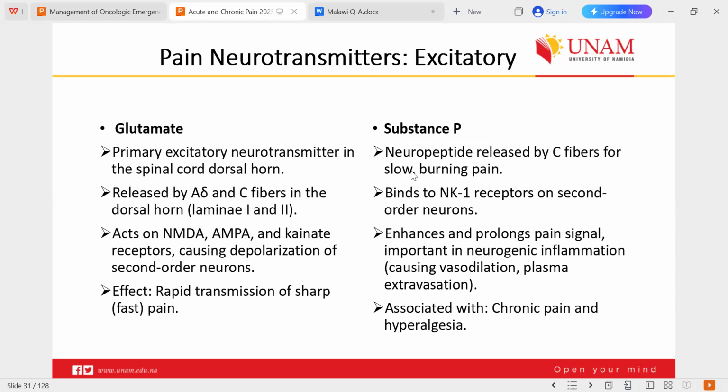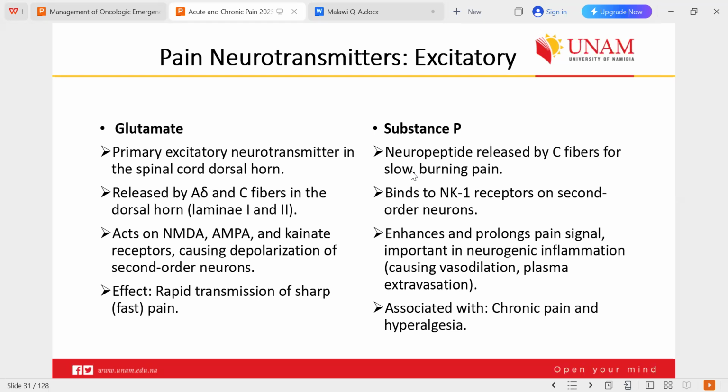Pain neurotransmitters could either be excitatory or inhibitory. There are different pain neurotransmitters, and I call them the ABG: A, aspartate; B, bradykinin; G, glutamate; then substance P, and prostaglandin. So I call them the ABGs of pain.